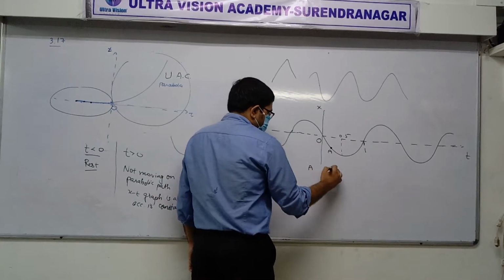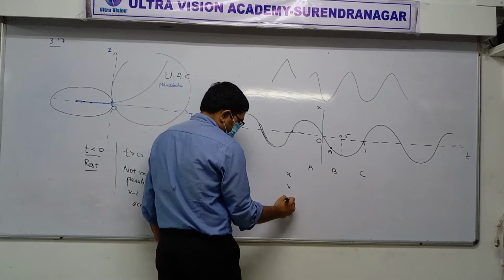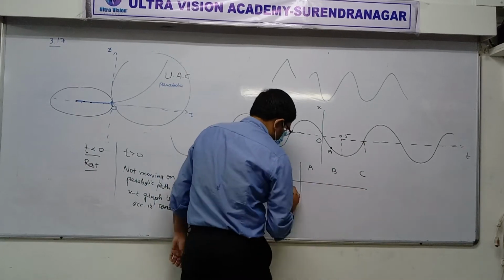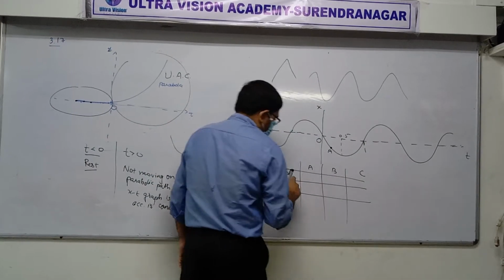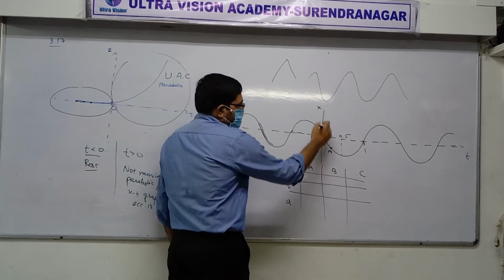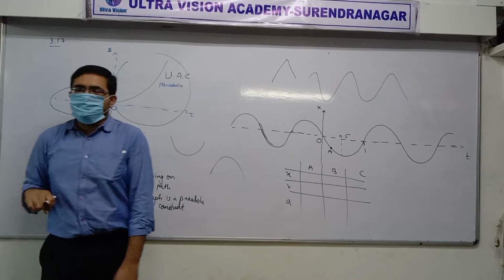So A, B, C. Position, velocity, acceleration. All the three. Let's begin. First of all, position at A here. What do you think? Position at A. Negative.